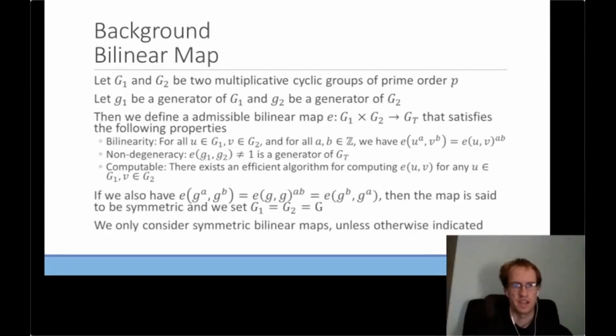If we also have G1 equal to G2, then we consider it to be a symmetric bilinear map, and we only consider symmetric bilinear maps in this work for simplicity.